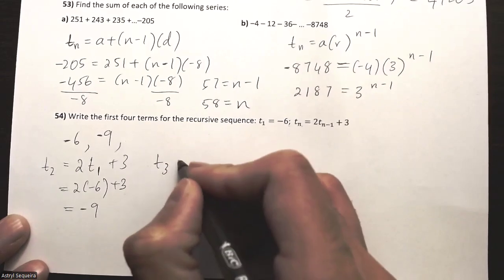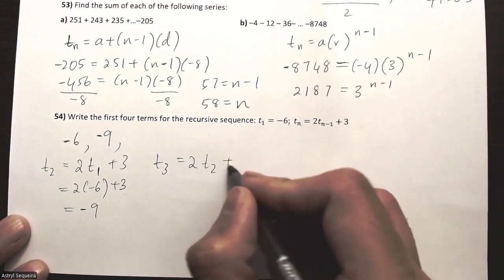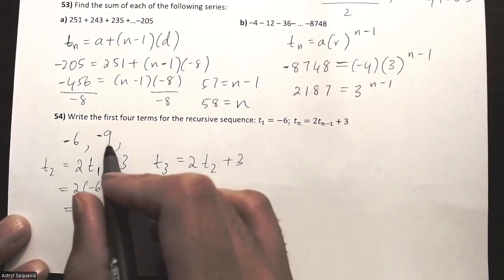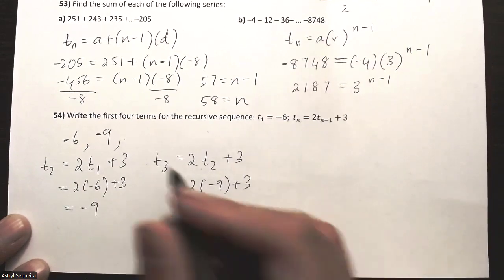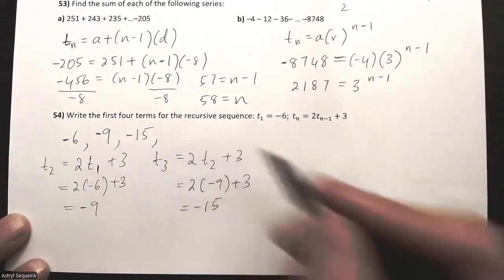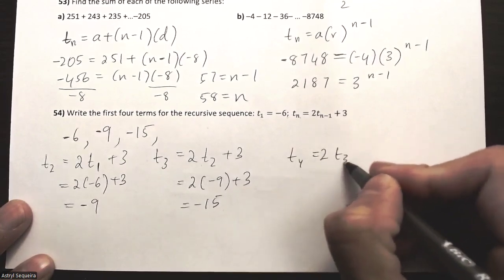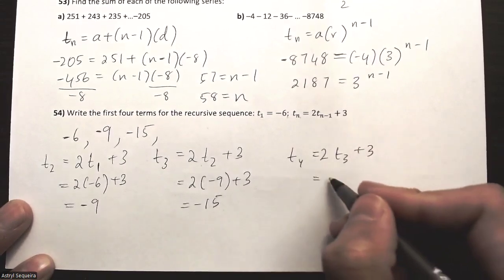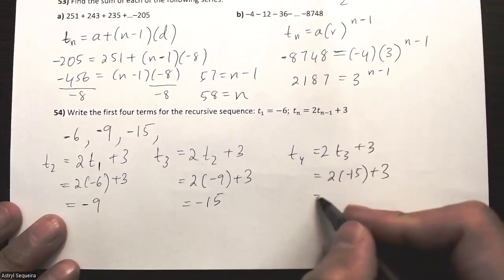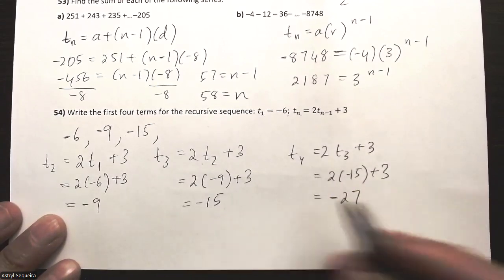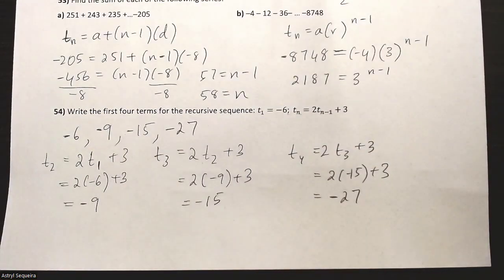Then my third term is just 2 times my second term plus 3, just 2 times negative 9 plus 3, which is minus 15. And then my fourth term, T4, it's just 2 times my third term plus 3, just 2 times minus 15 plus 3, which is minus 27. And those are the first four terms of that recursive series.